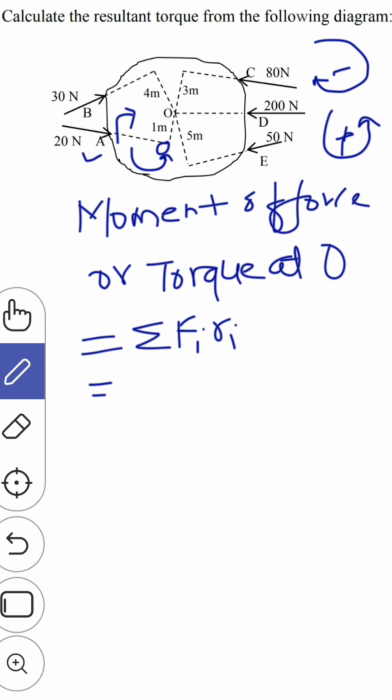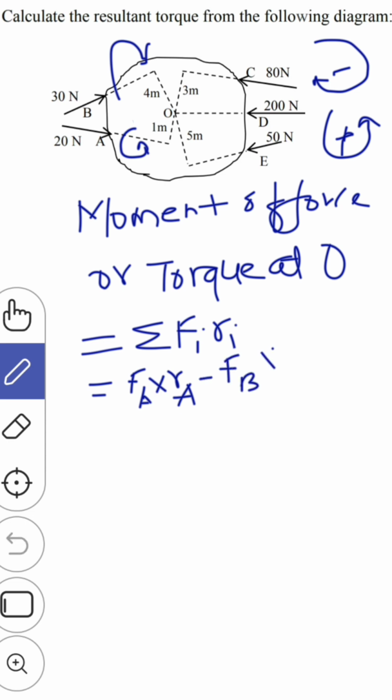So if the rotation about any point is minimum in the clockwise direction, then I will take the clockwise, otherwise I will take the anti-clockwise, and according to that I will use the signs. Fine. So I will start from A and write FA multiplied by RA. Why have I taken it positive? Because the moment of force A about point O will be anti-clockwise. Now B will rotate about point O clockwise, so I will take it minus FB RB.